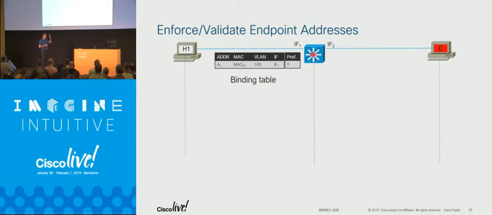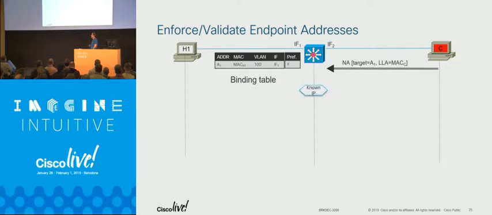So I've got a single entry now, a good guy on the left, the switch in the middle, and a potential attacker on the right-hand side, but we don't know. So if we receive a neighbor advertisement for an address A1, which is already in my binding table.